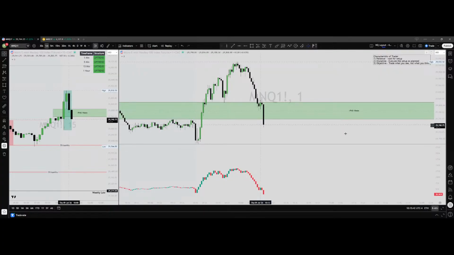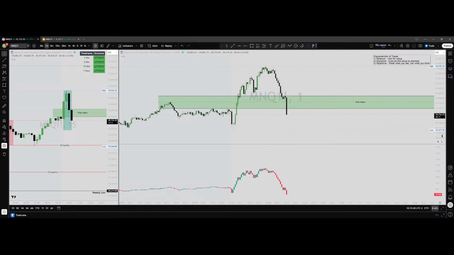Now watch why I am not blindly taking longs into these 15-minute fair value gaps. Everybody would be taking longs, right? Look at this break candle. Longs are getting wiped out. 73, 80, 80 points.